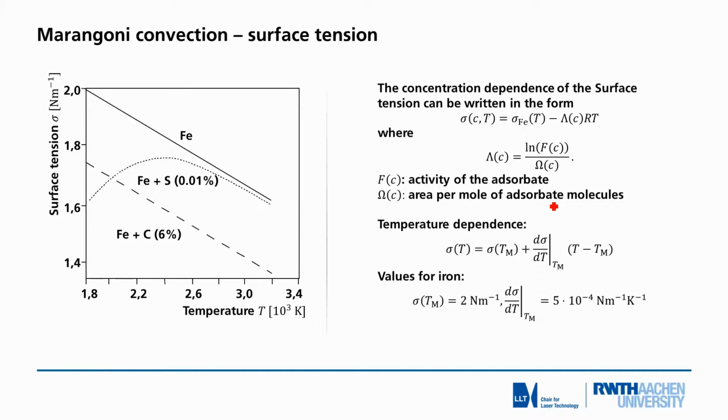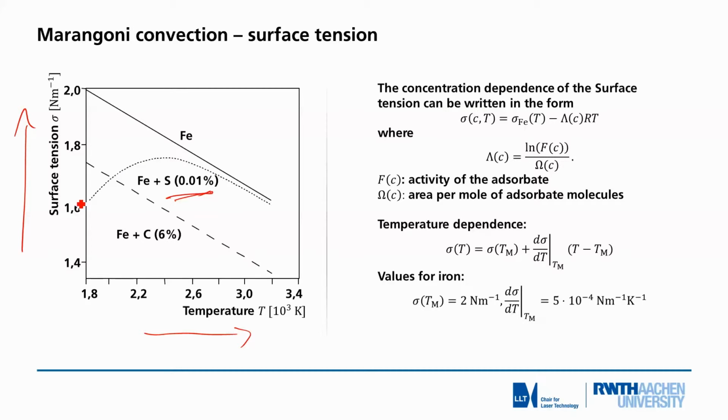So as a consequence, if you sketch the surface tension over the temperature, as I said, usually we have a negative gradient, so for smaller temperatures, we have higher surface tensions. However, if we change the concentration and the chemistry of the process, for instance by adding some sulfur to an iron alloy, we may induce a behavior which changes in direction.